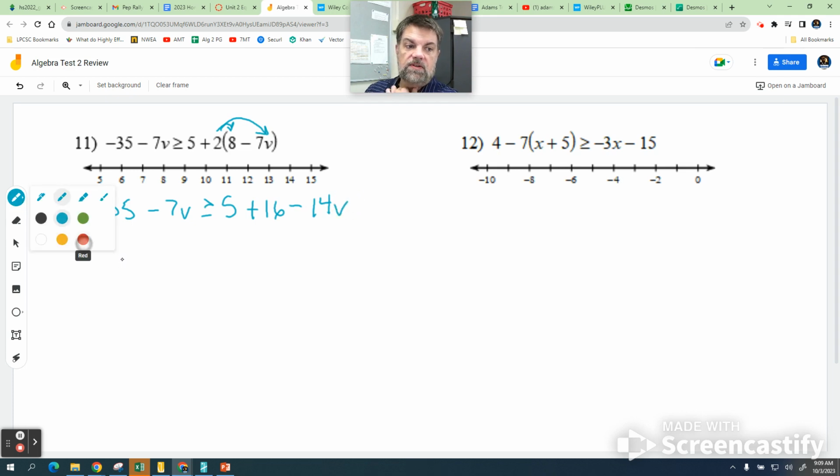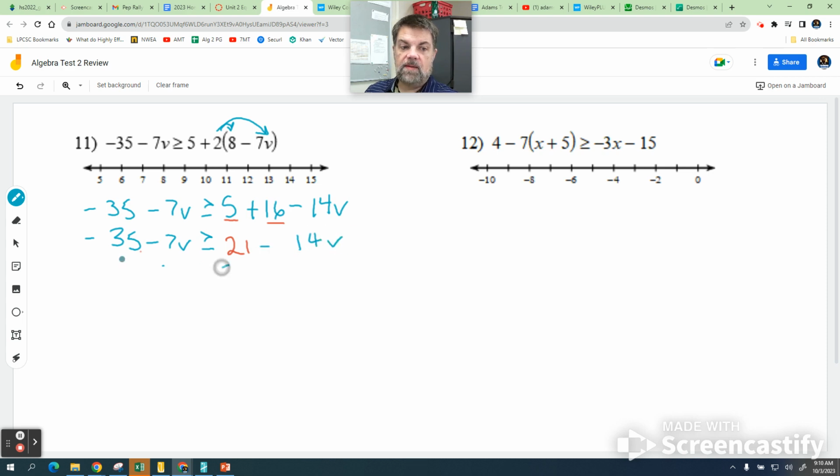So what I'm going to do now is look to see if I can combine any like terms on either side of the inequality. I can. 5 plus 16 is a positive 21. Everything else stays the same. So we got negative 35 minus 7b greater than or equal to 21 minus 14b. All right, I'm going to subtract 21 from both sides.